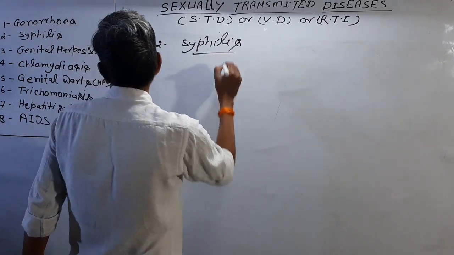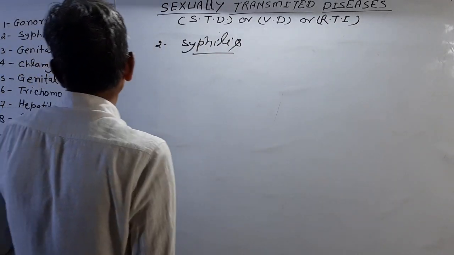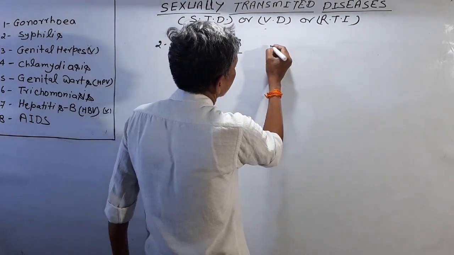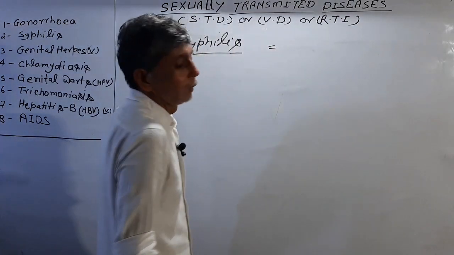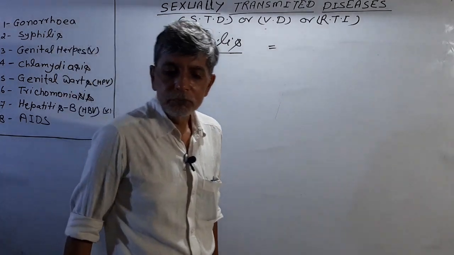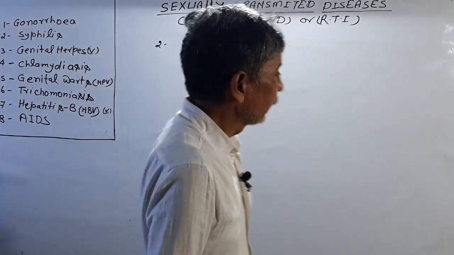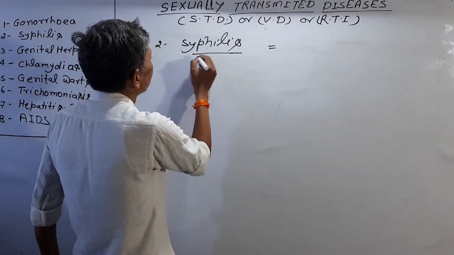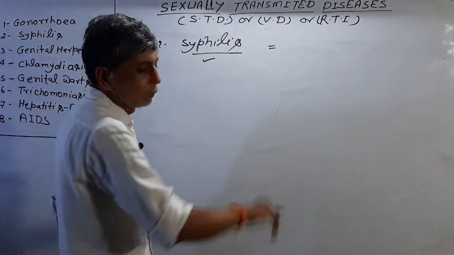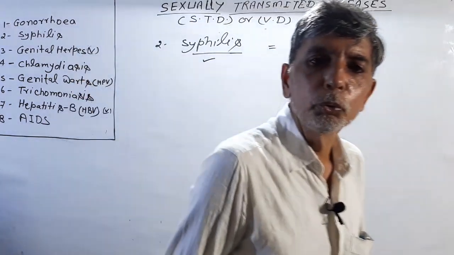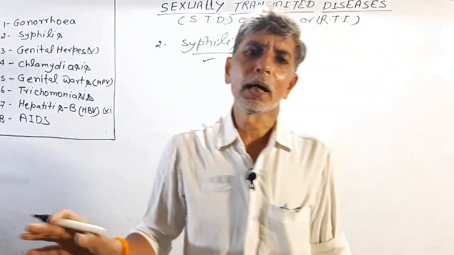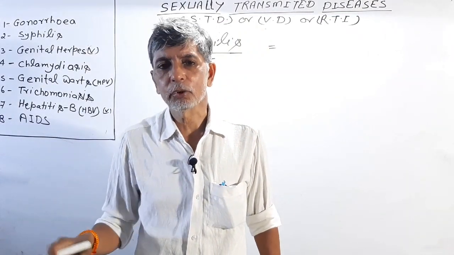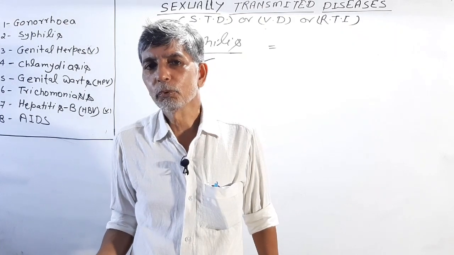Syphilis is also a disease. It is also an STD disease, caused by bacteria, and it is a very dangerous disease. The symptoms are the same as gonorrhea. The symptoms are about similar in every STD disease. The secretions from the sex organ, and also pain, and a bad odor in the sex organ.